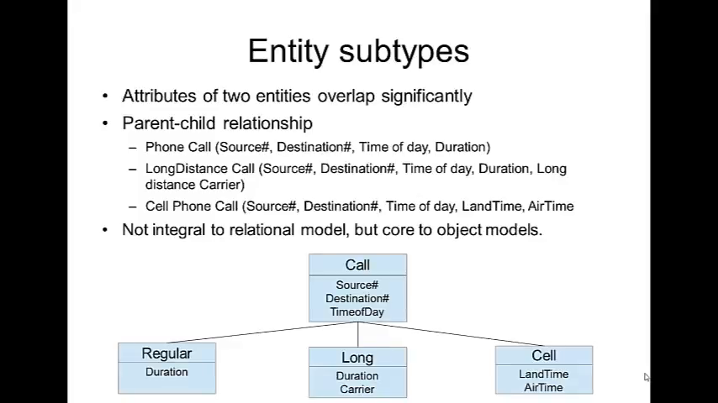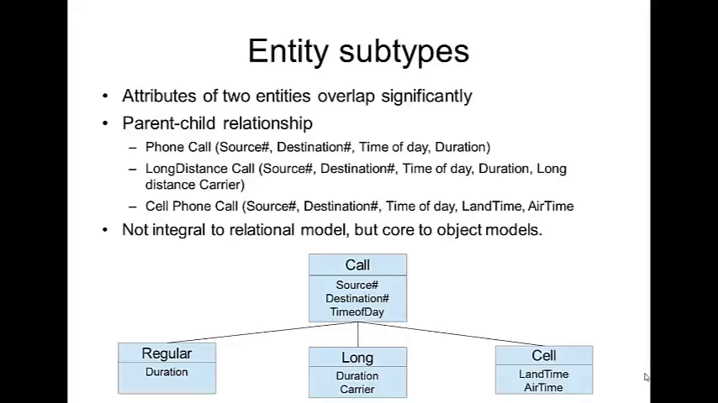Entity subtypes. It's often the case in the world that the attributes of 2 entities overlap significantly. And these are best modelled as parent-child relationships. So here's an example to do with phone calls. There are phone calls which have a source number and an identifier, a destination number, and perhaps the time of day in which the call is undertaken.